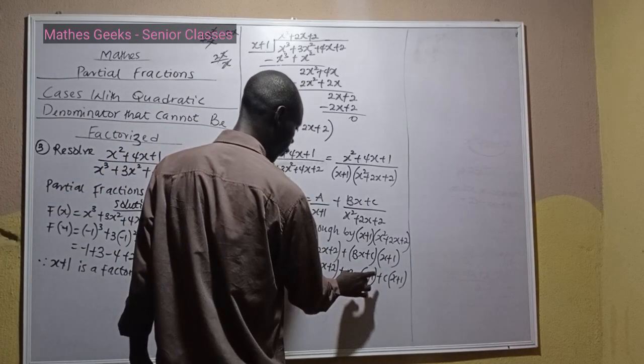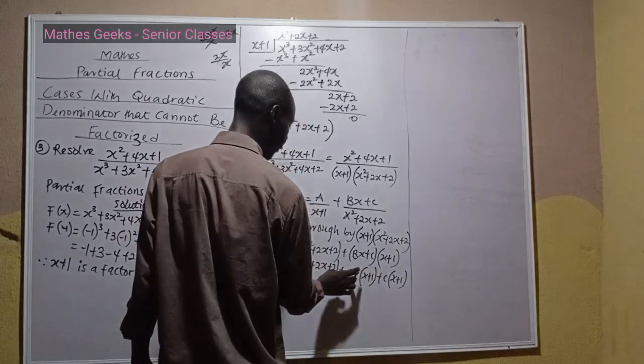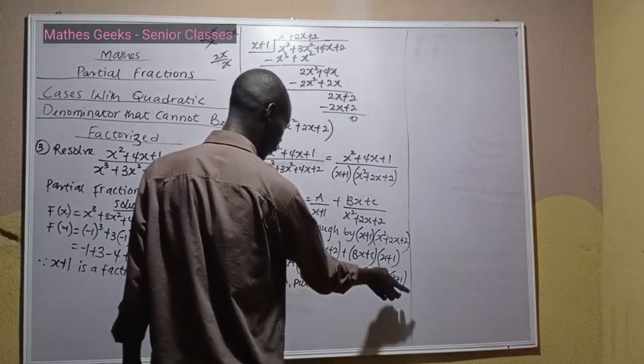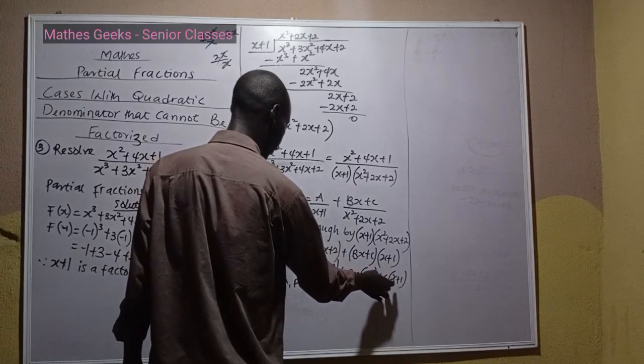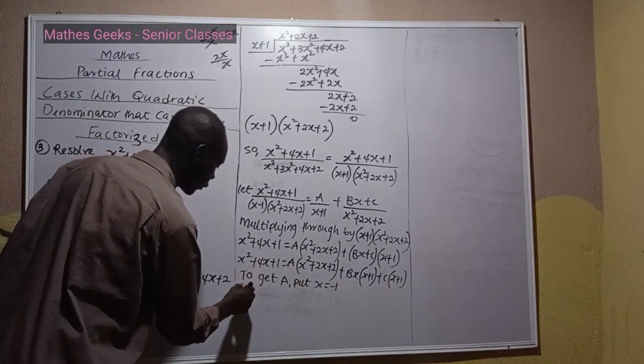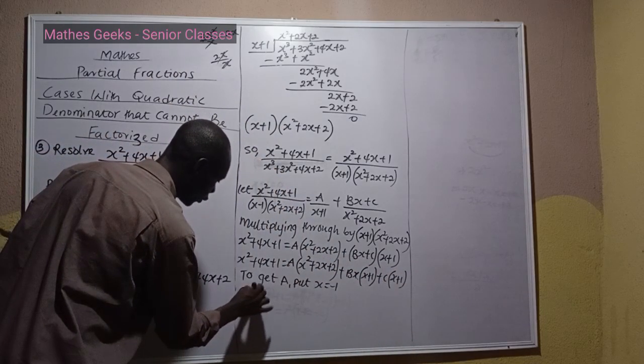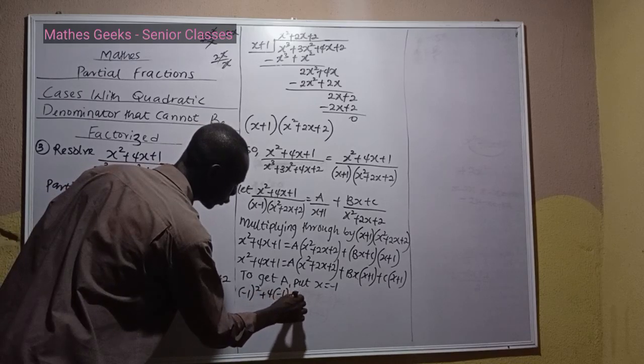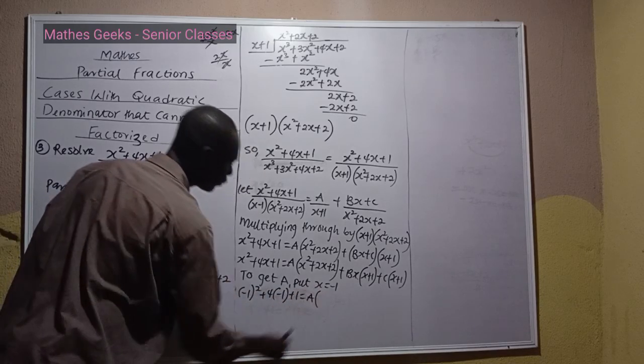So here we've got minus 1. Minus 1 plus 1 is 0. Same thing here with minus b. So 0 times minus b will be 0. b is eliminated, same thing with c. c is eliminated. So this becomes minus 1 squared plus 4 times minus 1 plus 1 is equal to e.